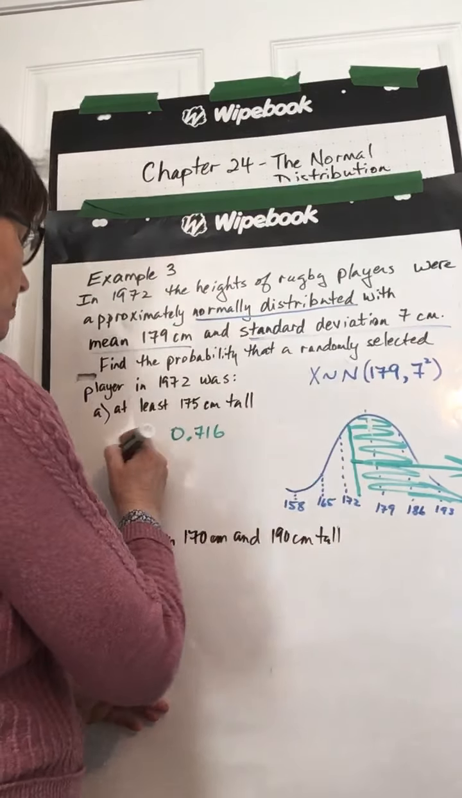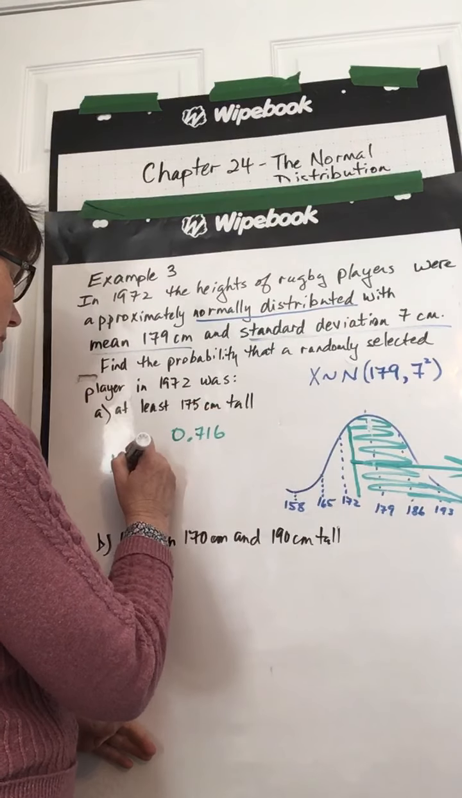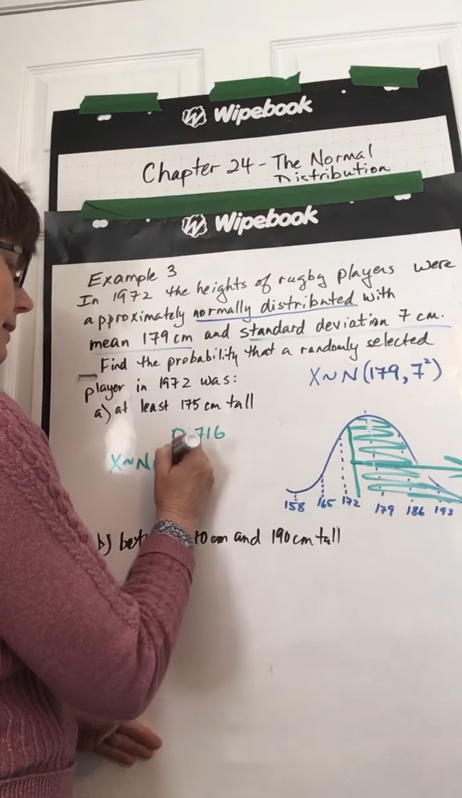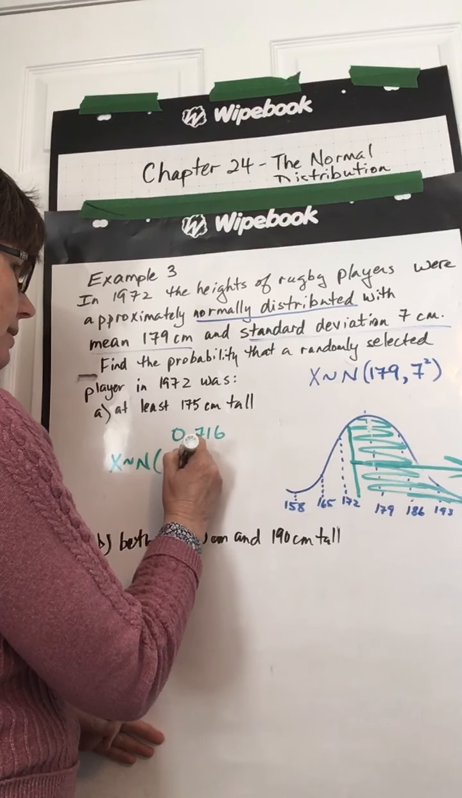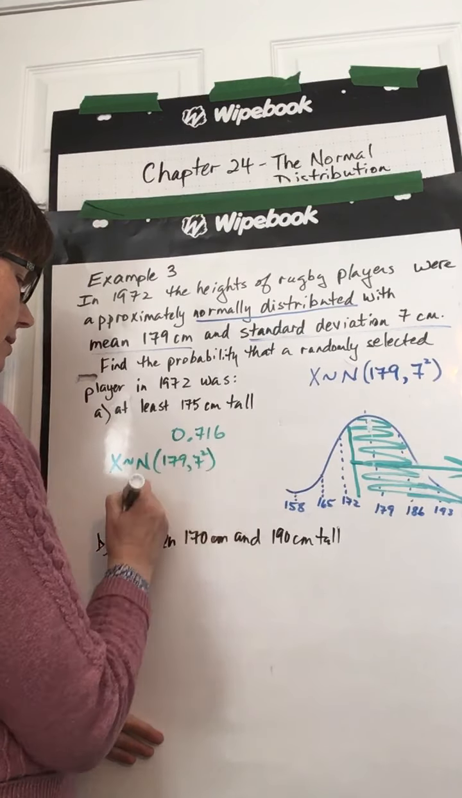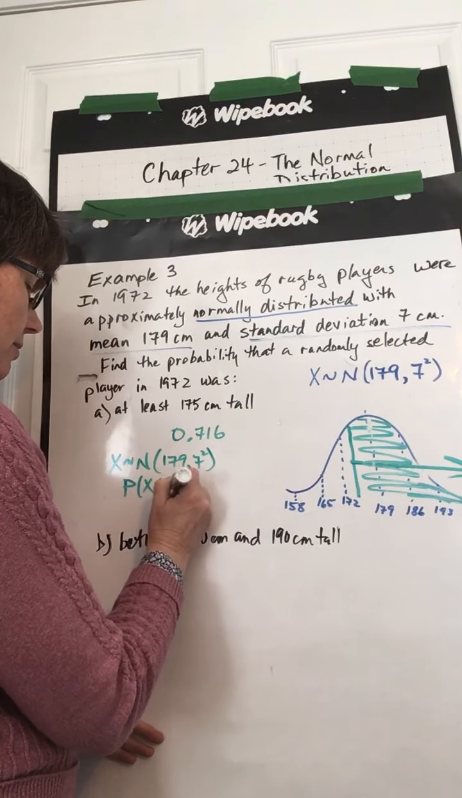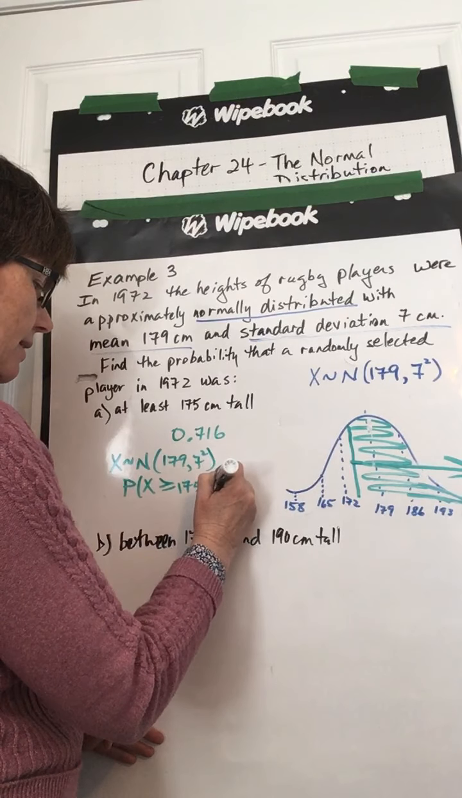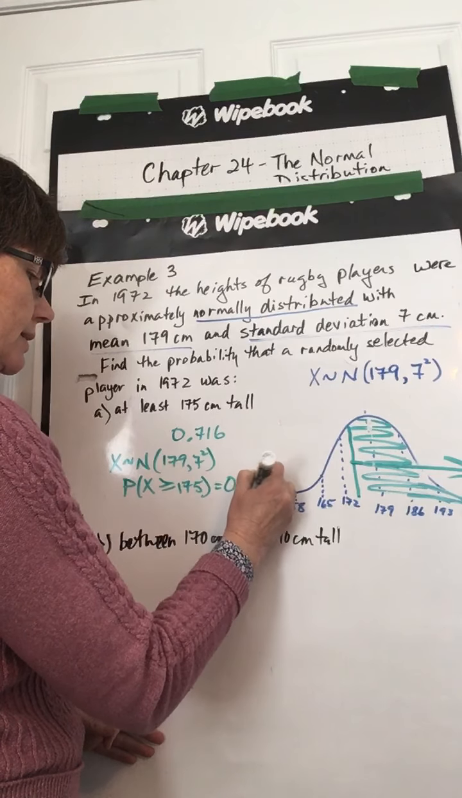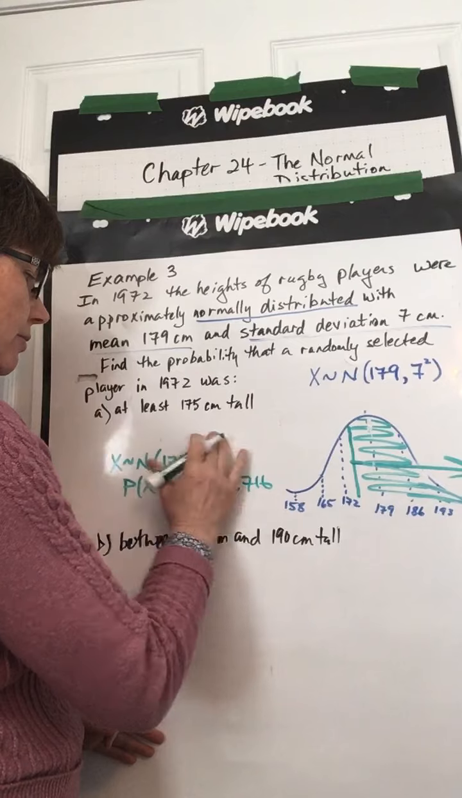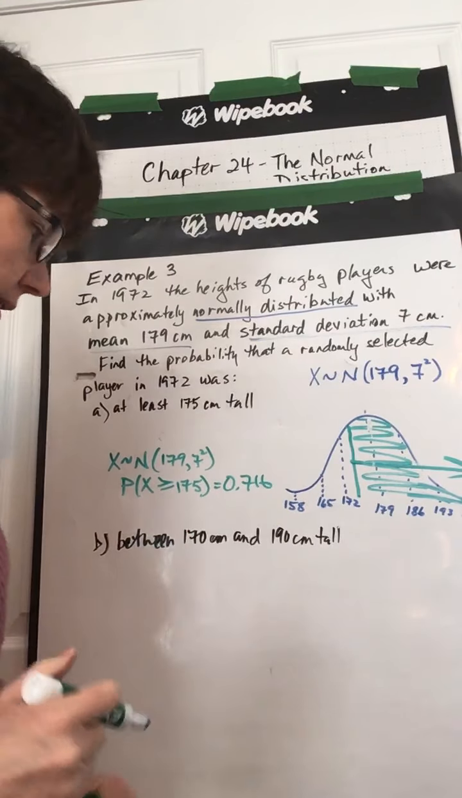When you're notating, on an exam, you would do this. X is distributed normally, 179, 7 squared. And you're going to say the probability that X is greater than or equal to 175 equals 0.716. And that's how you would show your notation on a question like this.